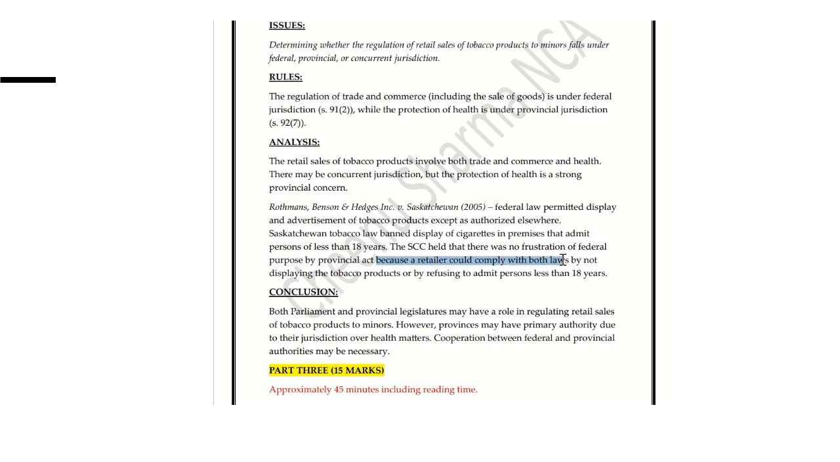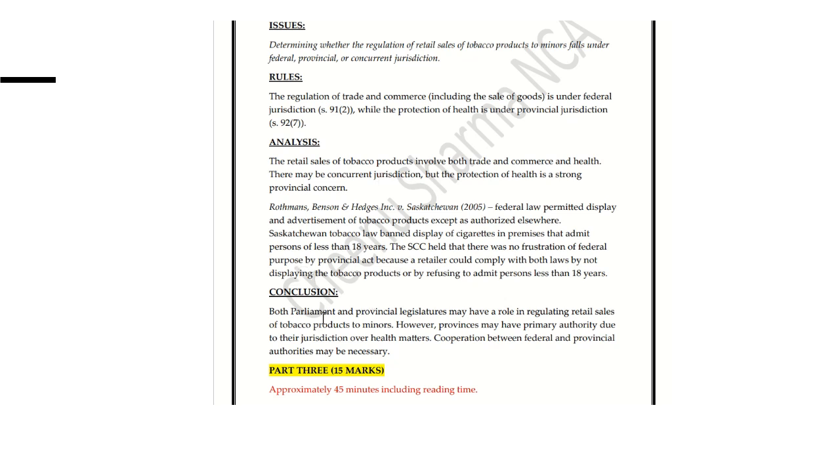Because a retailer could comply with both laws by not displaying the tobacco product or by refusing to admit persons less than 18 years. So on the part of a retailer to do his or her business, if that person wants to follow the laws of the federal government as well as the provincial, there is no conflict here. If there is no conflict, then you can follow both laws simultaneously. So this is what the conclusion says.